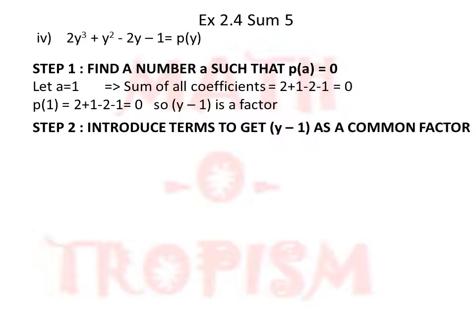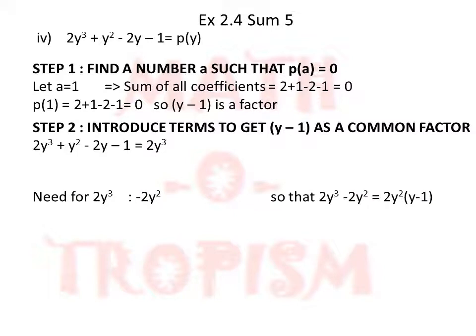Step 2, I need to introduce the terms to get y minus 1 as my common factor. So I will first write the polynomial. So that comes to 2y cube plus y square minus 2y minus 1 is equal to 2y cube. What do I need for 2y cube to get y minus 1 as a factor? I need a minus 2y square, so that 2y square into y minus 1 will be my common factor. So I add a minus 2y square.